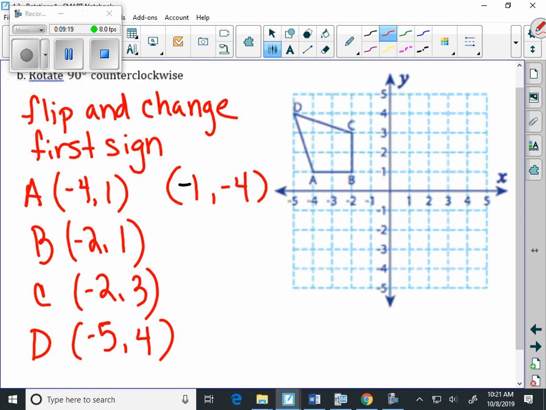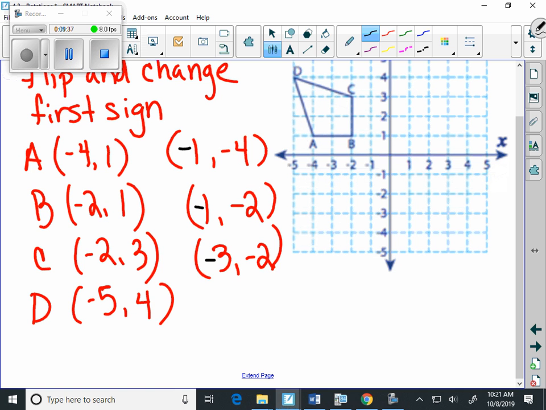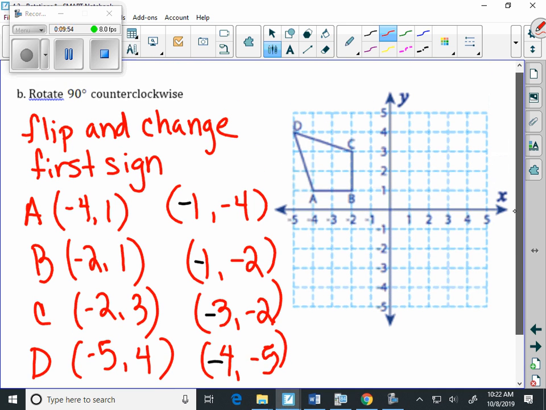We flipped it. 1, -2. There's the flip. Change the sign on the first. -2, 3. Flip. Now change the sign on the first. And lastly, flip, change the sign on the first. So 4 and -5 change places, but then the 4 changes sign. We flip and change the sign of the first value in the ordered pair. And now that we've done that, we can graph our picture.